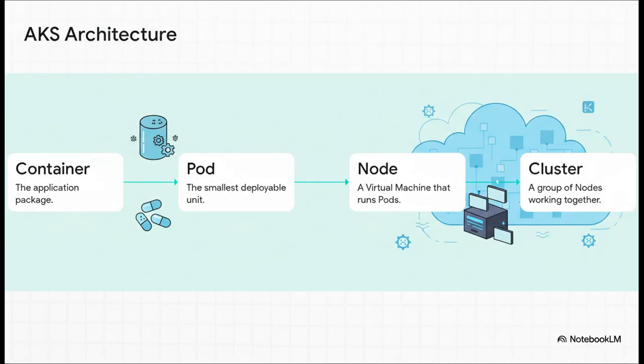So how does AKS actually structure all this? Let's build it up. It all starts with our container, our little magic box, right? That gets wrapped in something called a pod. Now, a pod is the smallest thing you can deploy in Kubernetes. It can hold one or even a few containers that need to run together. These pods then run on what's called a node, which is really just a virtual machine. And when you group a bunch of these nodes together, they form your cluster. That's the complete, powerful environment for your application.